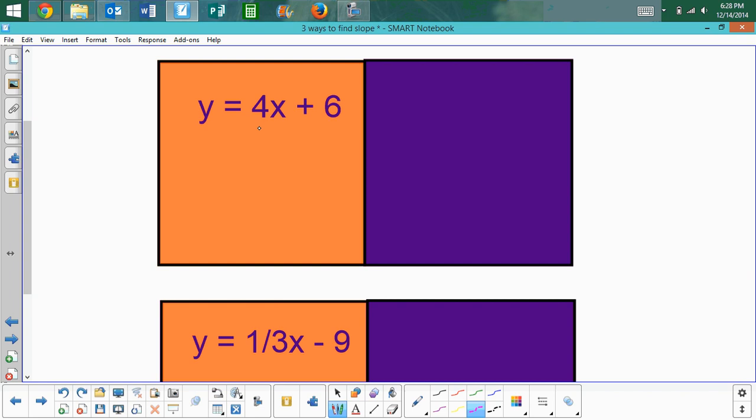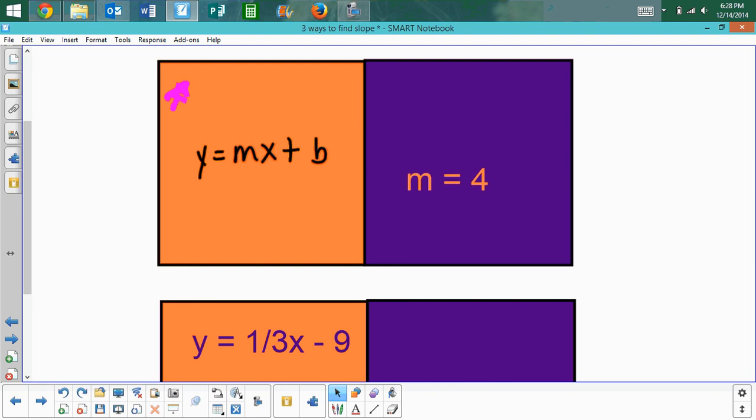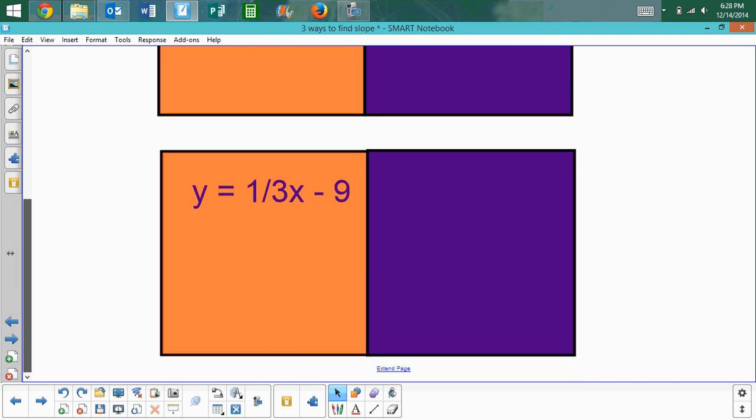So if we're looking at this first equation right here, what would be the slope of this? Remember, slope is y equals mx plus b, and m is the slope. So the slope of this equation would be 4. And if I drag this over here, you see that it becomes 4. If I look at the next one underneath here, then the slope would be 1/3.